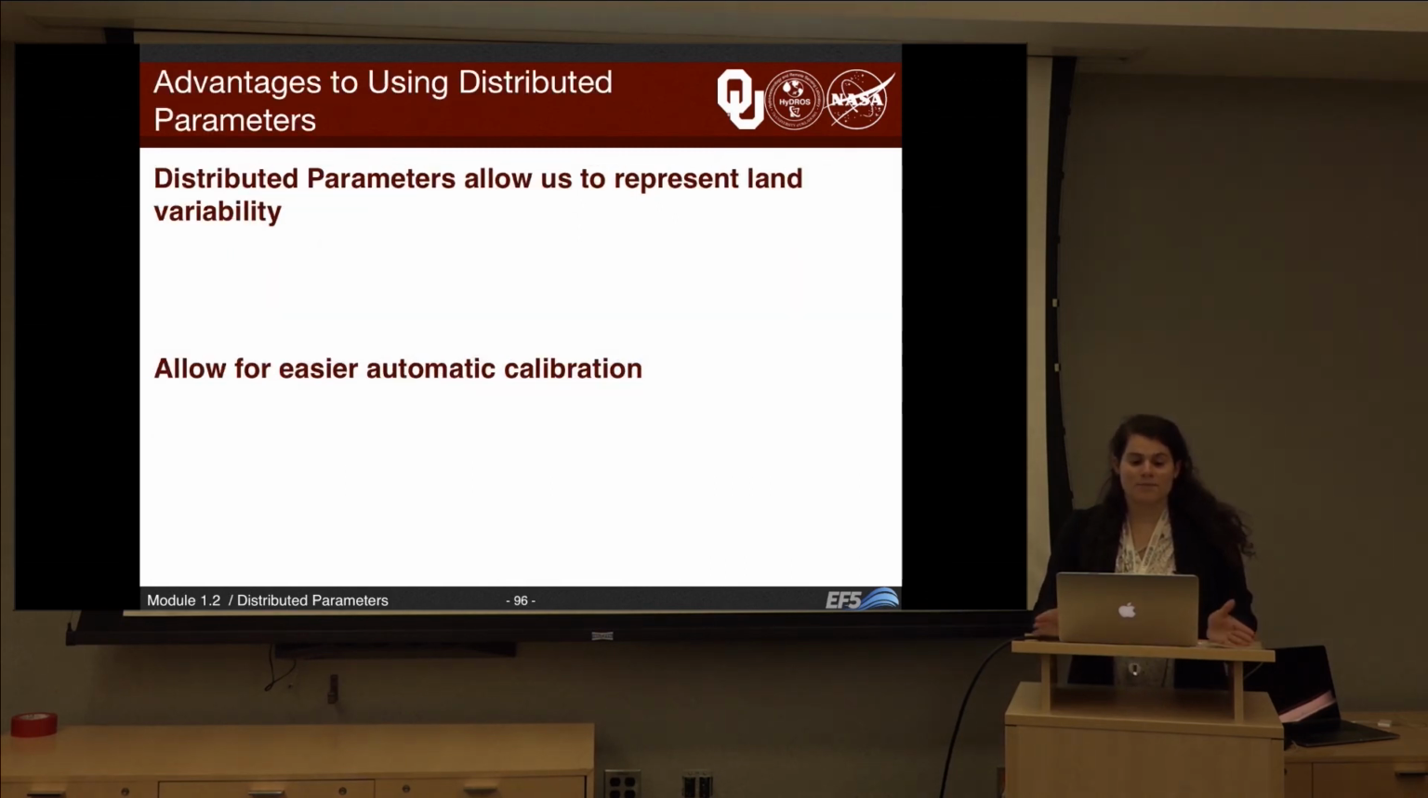There's definitely advantages to using distributed parameters. They allow us to represent land variability. Land variability can change drastically over a few kilometers, and so it's best to actually represent that through distributed parameters. It also allows for easier automatic calibration, since you're not doing such a wide range of values, we're only doing 0.1 to either 2 or 5 or 10.